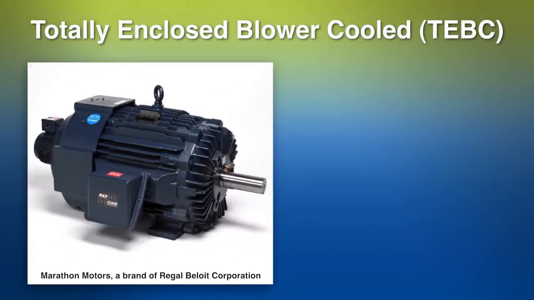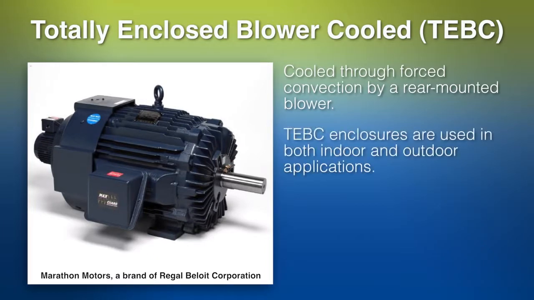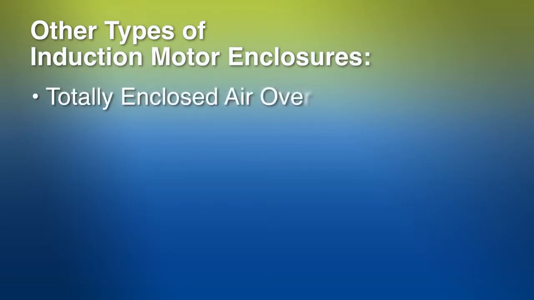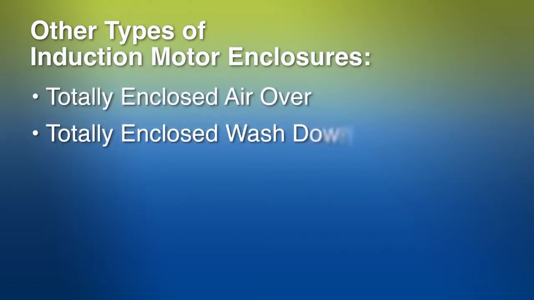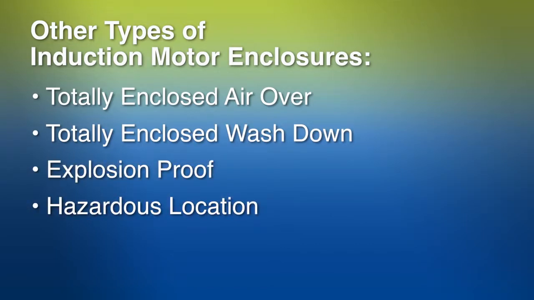And the final type is a totally enclosed blower-cooled, or TEBC enclosure, which is cooled through forced convection by a rear-mounted blower. You'll find TEBC enclosures in both indoor and outdoor applications. Other types of induction motor enclosures include totally enclosed air-over, totally enclosed washdown, explosion-proof enclosures, and hazardous location enclosures.